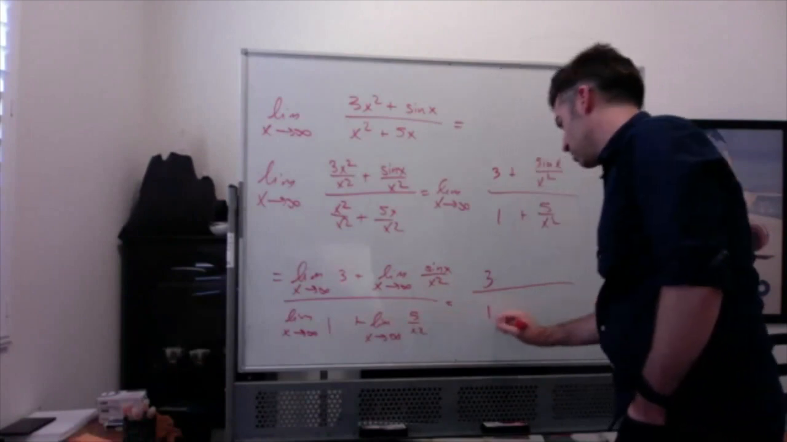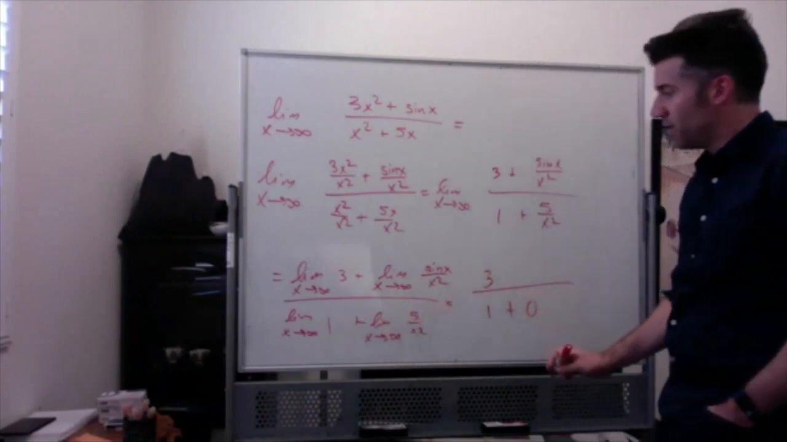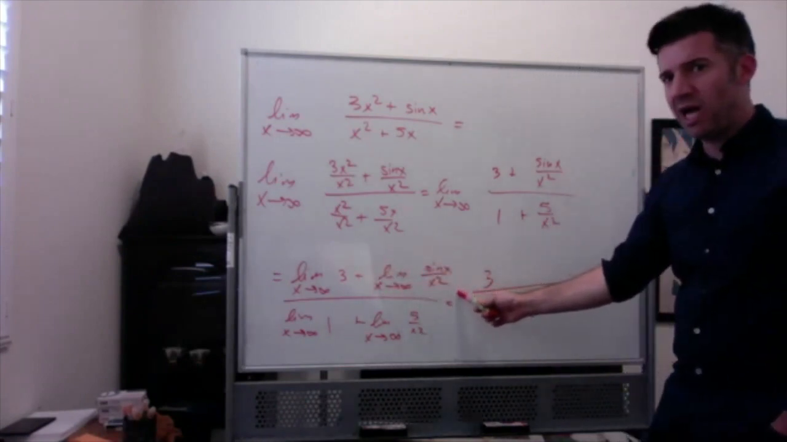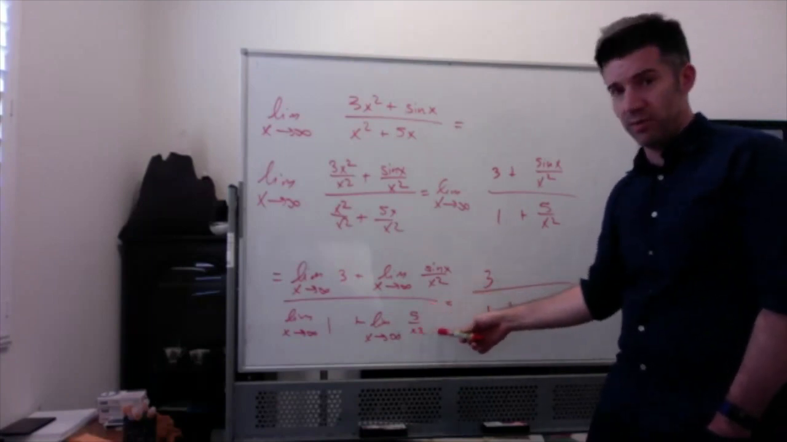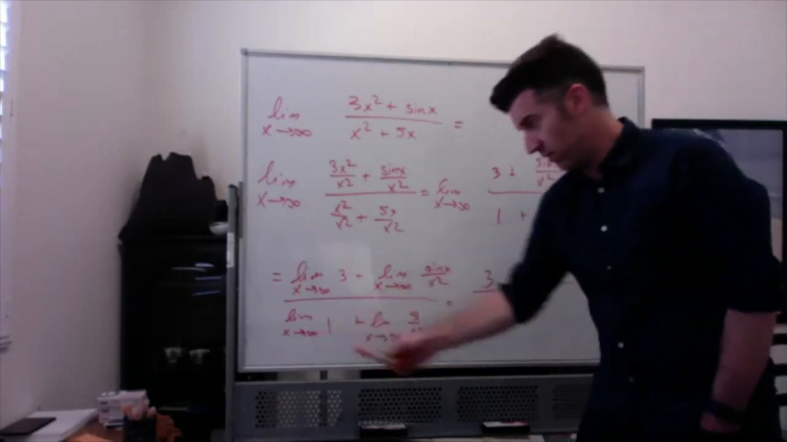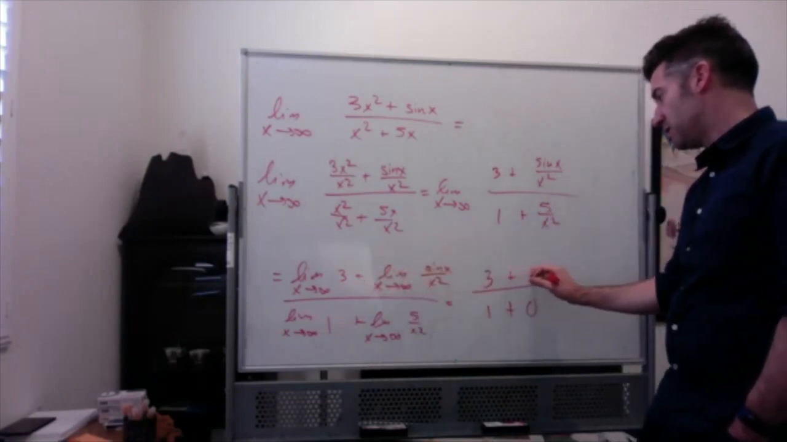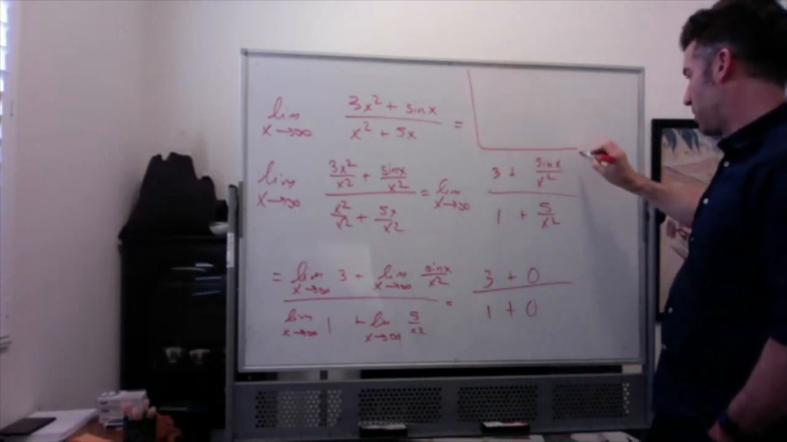Same deal here. I know the limit as x goes to infinity of 5 over x squared is 0. And I'm pretty sure this is 0, but we don't actually have a rule for this, right? We have a rule for a constant over x to a positive power if x is going to infinity. But for this, we actually have to use the squeeze theorem.